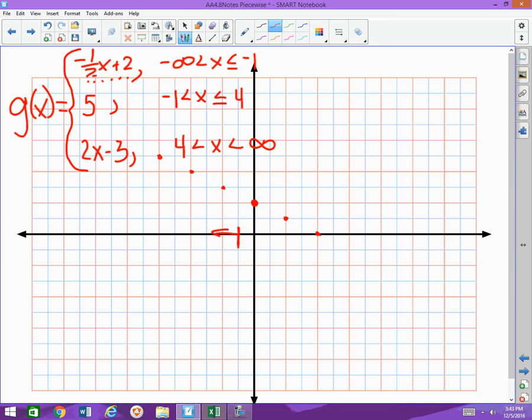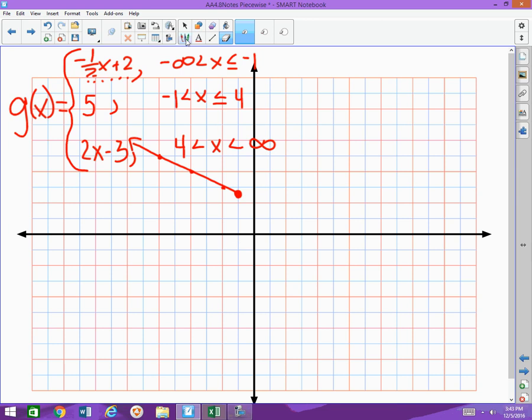And it is x is less than or equal to negative 1. So a closed circle here at negative 1, and the line is going like this, and continues on forever. And this part we don't need.